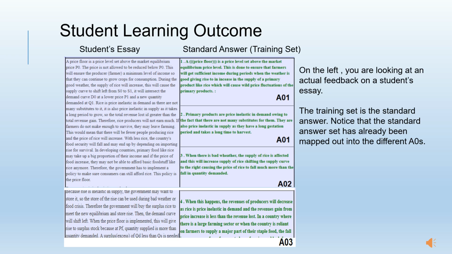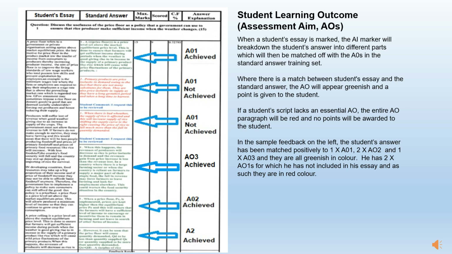On the left of your screen is an actual feedback on a student's essay. The training set is the standard answer. Notice that the standard answer set has already been mapped out into the different AOs. When a student's essay is marked, the AI marker will break down the student's answer into different parts, which will then be matched off with the AOs in the standard answer training set. Where there is a match between student's essay and the standard answer, the AO will appear greenish and a point is given to the student.